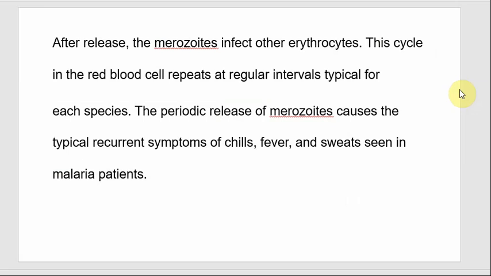After release, the merozoites infect other erythrocytes. This cycle in the RBC repeats at regular intervals, typical for each species. The periodic release of merozoites causes the typical recurrent symptoms of chills, fever, and sweat seen in the malaria patient.